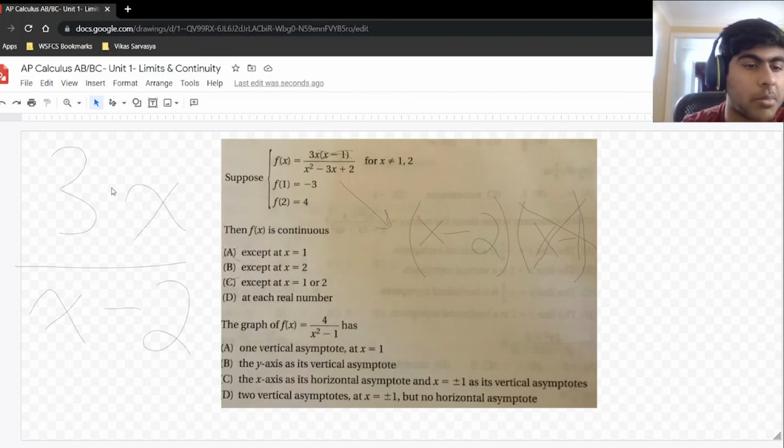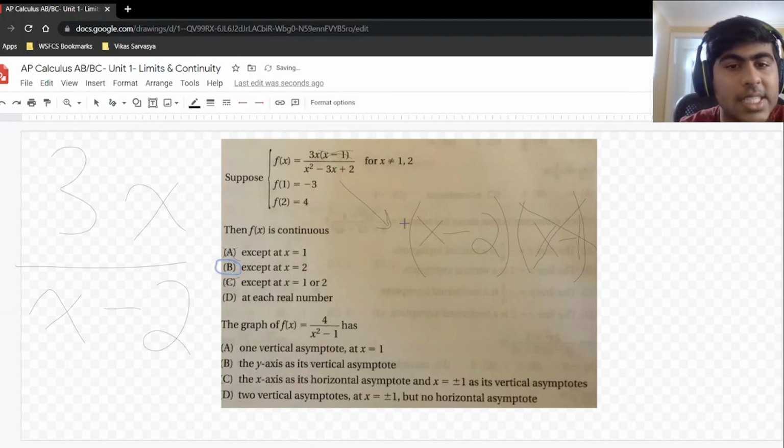Here you have a number over 0. That gives you a vertical asymptote, meaning that the limit doesn't exist. So the function can't be continuous at x equals 2, because it violates one of our 3 criteria. So the function is not continuous at 2, and B is our answer. It's continuous everywhere except at x equals 2.